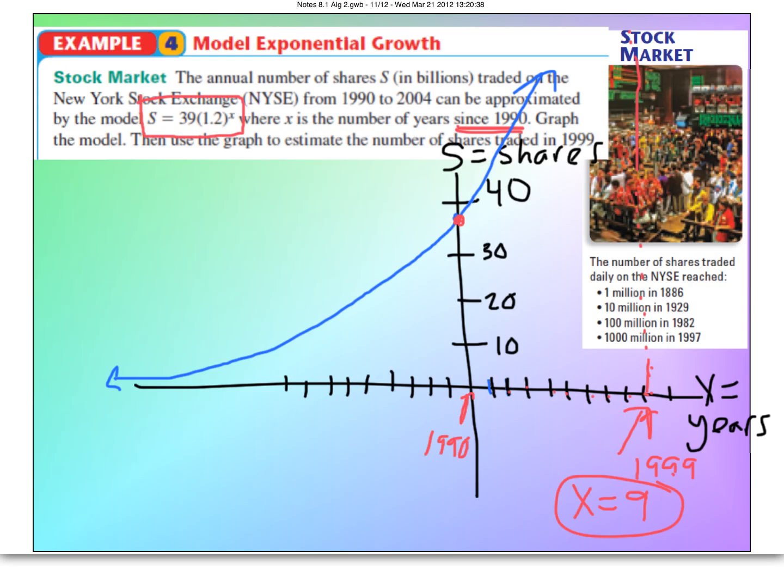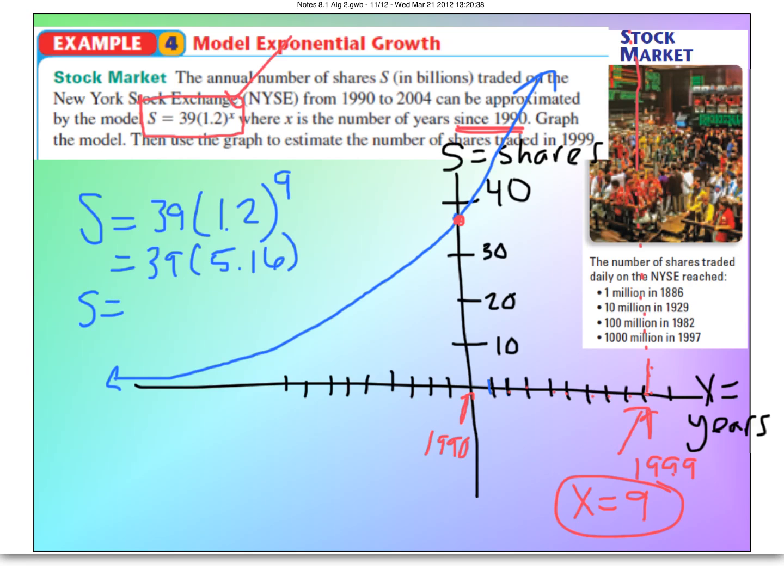I'm going to take that x value and plug it into the x in the equation. So the number of shares would be 39 times 1.2 to the 9th power. If you do 1.2 to the 9th power in your calculator, you're going to get approximately 5.16. When you multiply those two together, you're going to get the total number of shares is about 201.2 billion shares at that time period.